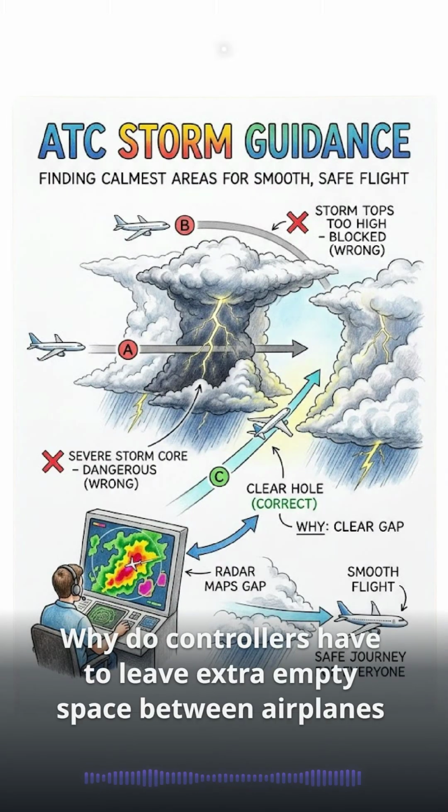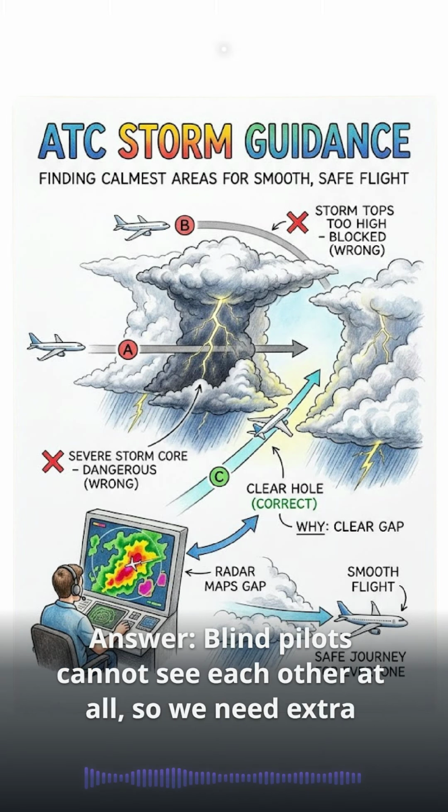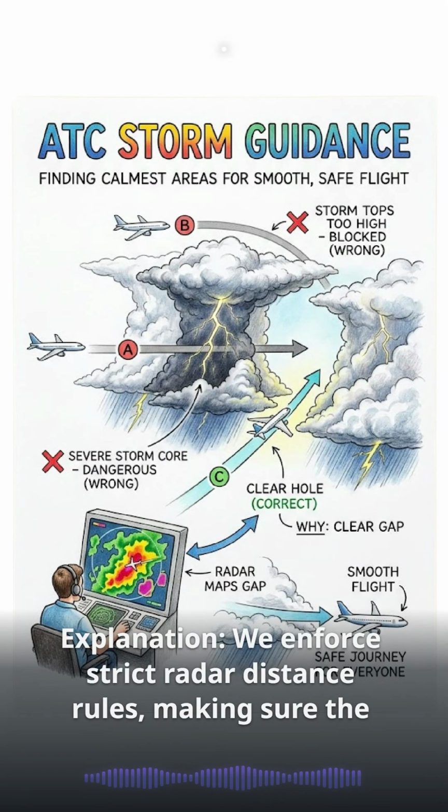68. Why do controllers have to leave extra empty space between airplanes flying in the dark clouds? Blind pilots cannot see each other at all, so we need extra safety room between them. We enforce strict radar distance rules, making sure the blind planes never get dangerously close together.